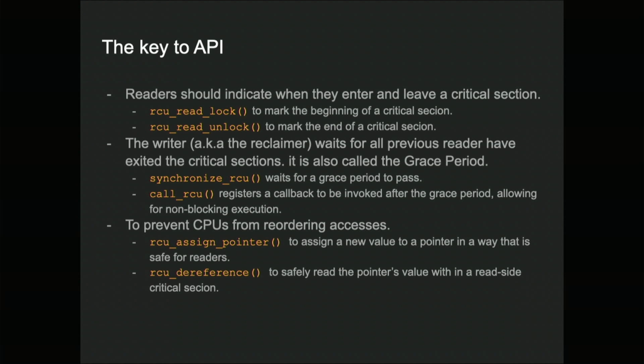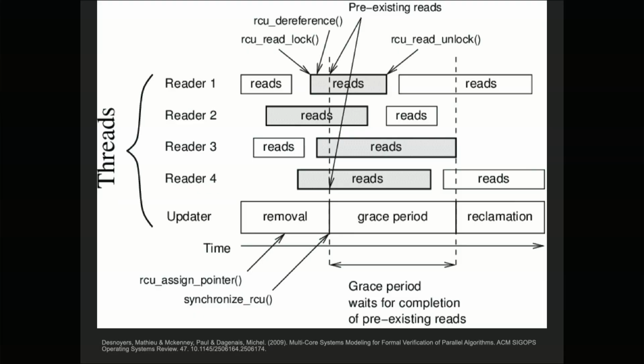RCU also comes with two APIs to access data safely. There are rcu_assign_pointer and rcu_dereference. You should use them to avoid memory-model-related issues. Let's take a look at this graph to understand how RCU works. This graph shows how reader threads and an updater thread interact over time.